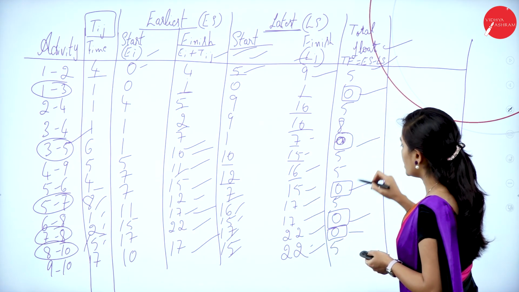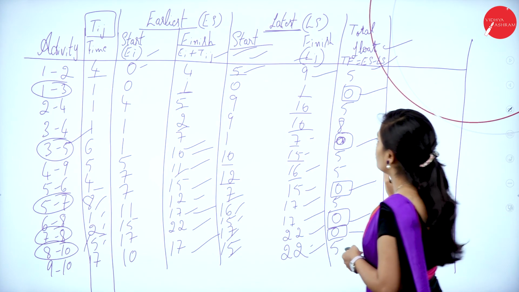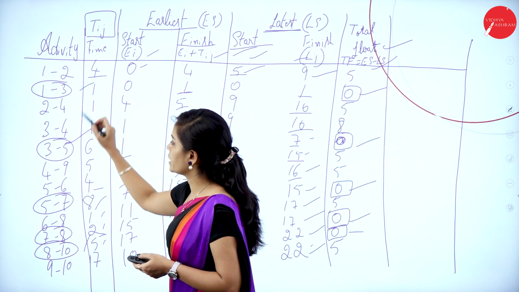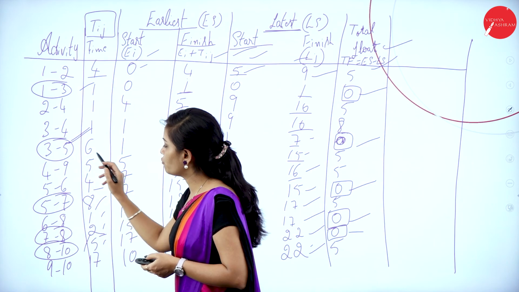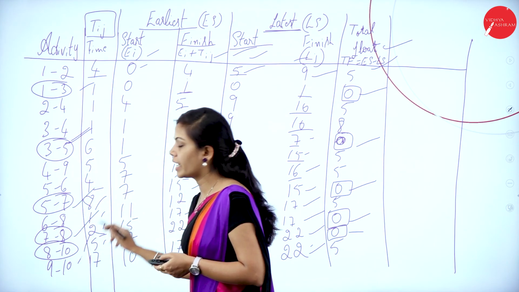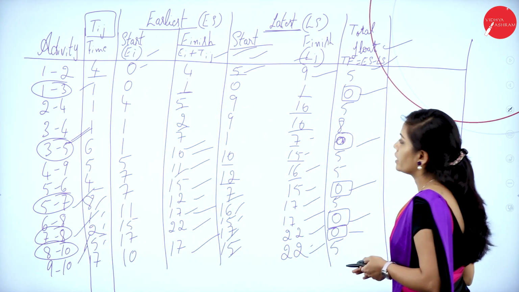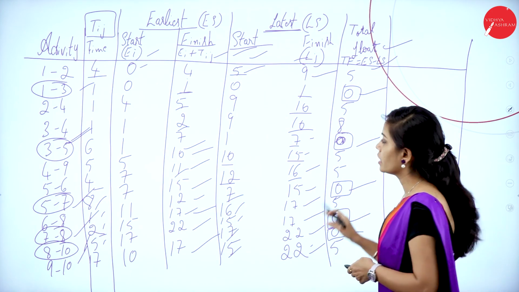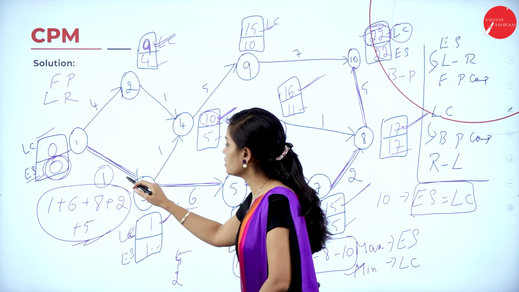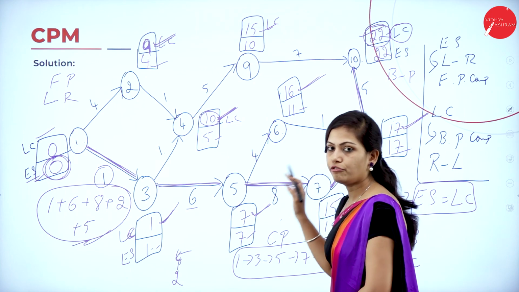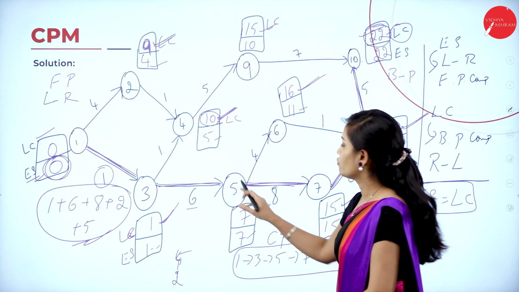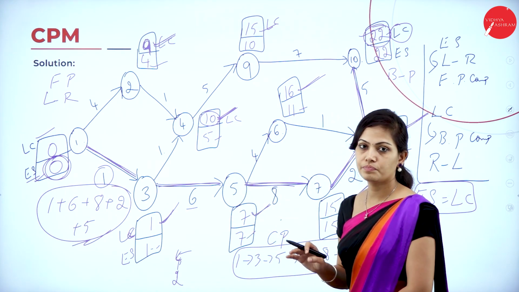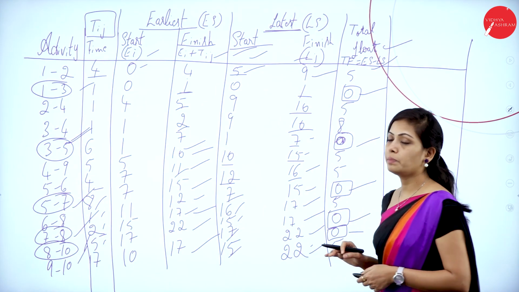Wherever you got the 0, you just mark the 0. From this 0, you will get the critical path 1 to 3, 3 to 5, 5 to 7, 7 to 8 and 8 to 10. So this is called as critical path method. So after this, you just mark the critical path here and find the duration for this critical path. So this is about your CPM problem.